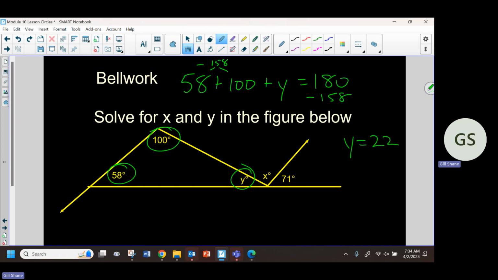Isaiah, you get the slightly trickier part. What's the next concept, or how would I solve for x? So I now know this is 22. What's the concept? Do you remember? It's not the exterior. That would be parallel lines, which we're going to have a bell work on coming up too. It has to do with a line. What's true about that bottom line, where the 58, the 22, the y, the x, the 71 are? Yeah, all lines, we said, are called a straight angle technically, but they're 180 degrees.